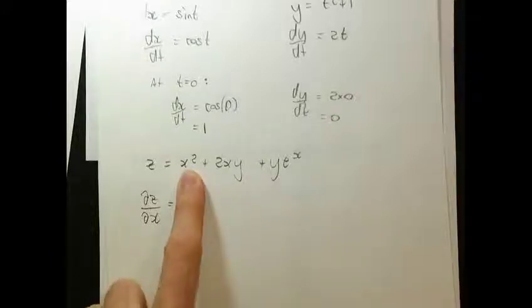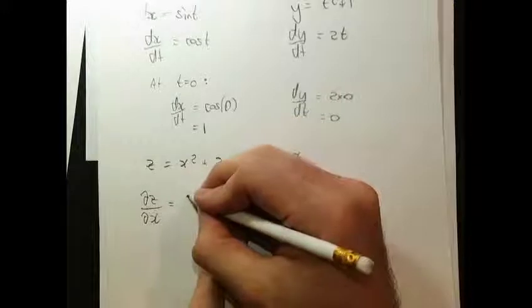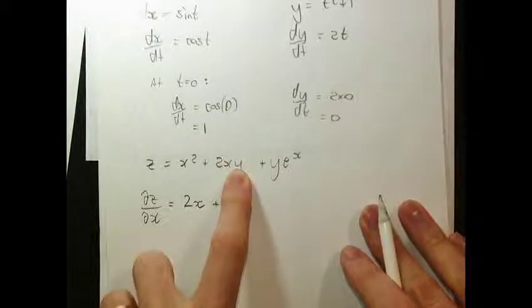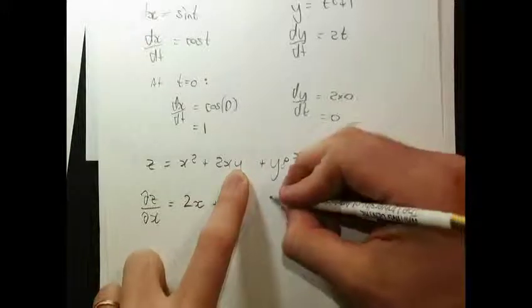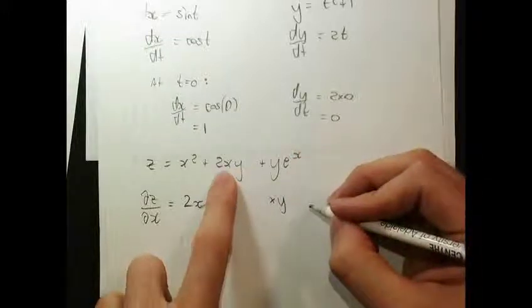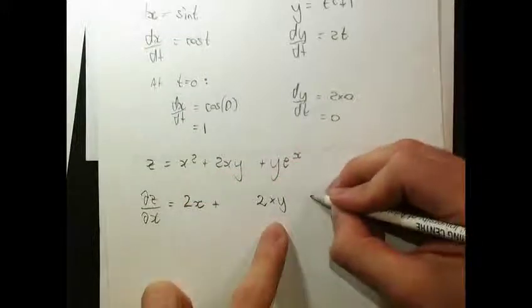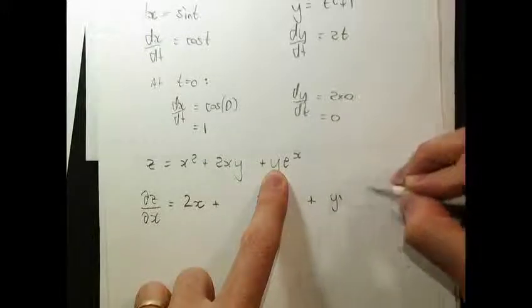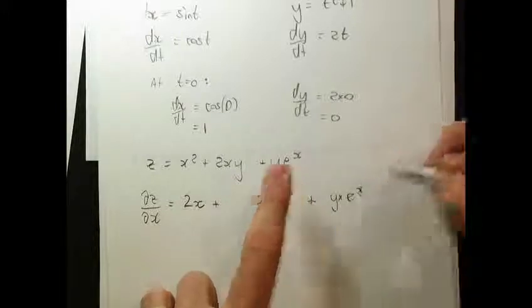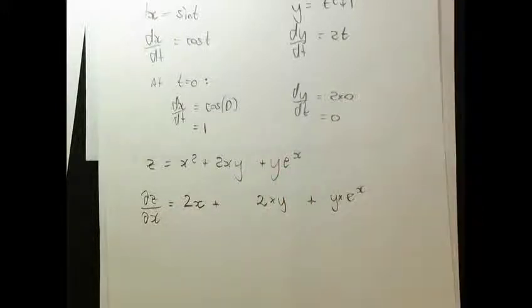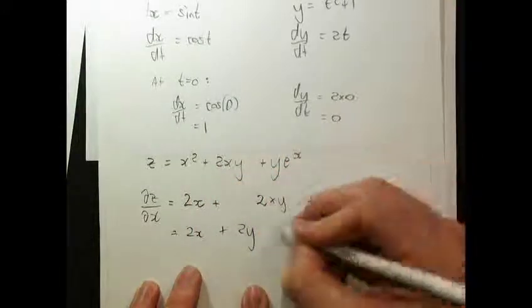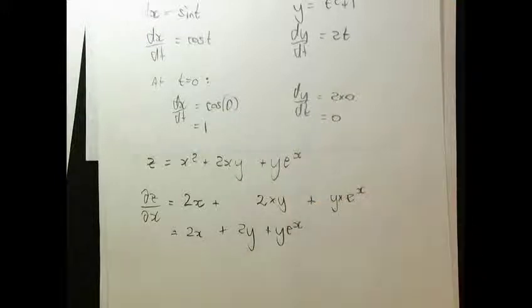This term is just x squared, and I can differentiate that with respect to x. That'll give me a 2x. In this one here, the y counts as a constant. Constants that are multiplied on will still be there after you differentiate, so it'll still be there, and then the derivative of 2x is 2. This y counts as a constant, so it will still be there afterwards, and the derivative of e to the x is e to the x. So that's dz on dx: 2x plus 2y plus y e to the x.